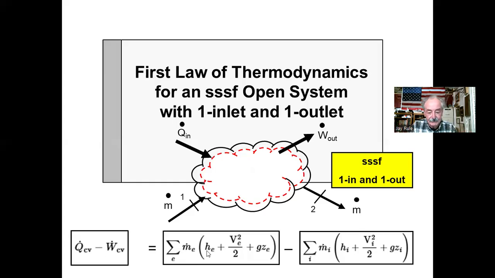I've written down the rearranged screenshot from the textbook for steady state, steady flow. Left-hand side, Q dot in minus W dot out. Right-hand side, the sum of the m dot leaving, h leaving, minus the sum of the m dot in, h in, and those other terms. That's the starting point. How will I simplify?